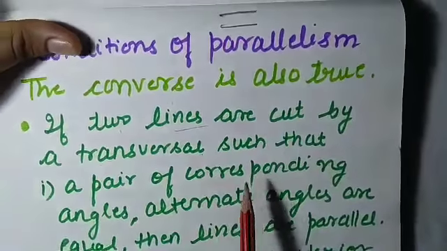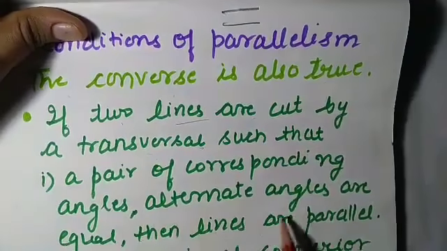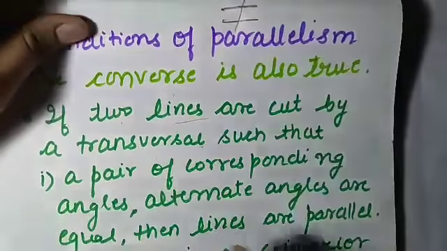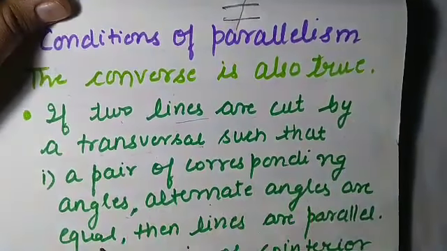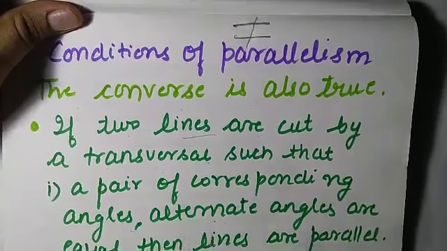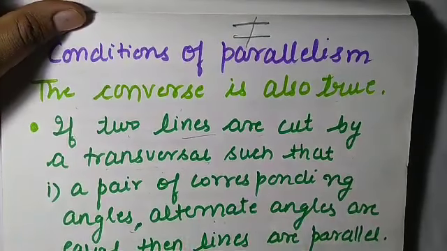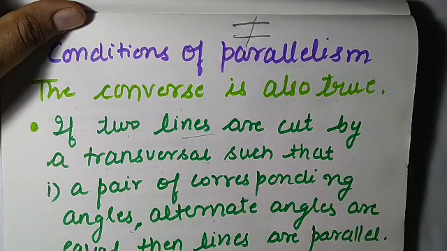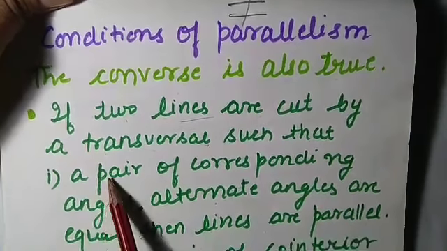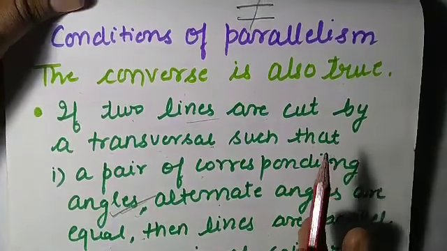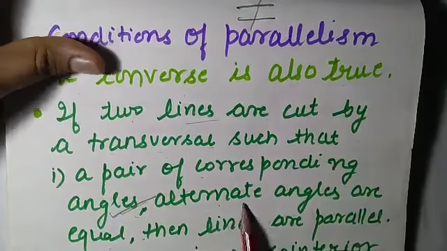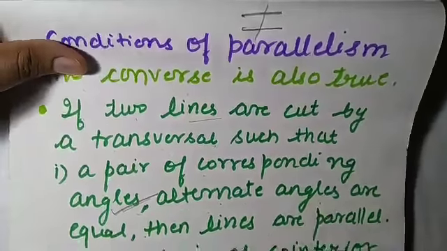If these two lines are cut by a transversal such that a pair of corresponding angles or alternate angles are equal, then the lines are parallel. Here I have written two conditions. If the corresponding angles are equal, then we can say the lines are parallel. If alternate angles are equal, then we can say lines are parallel.